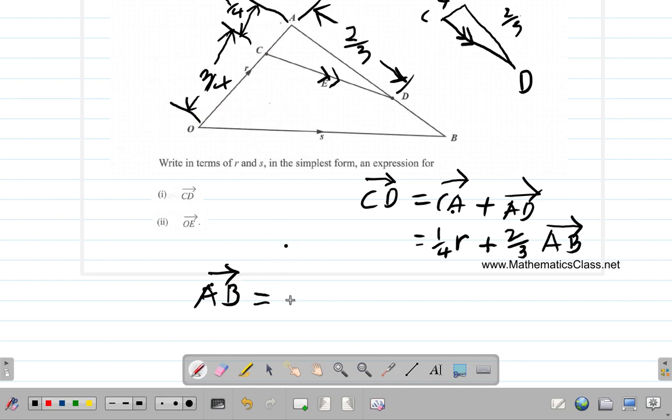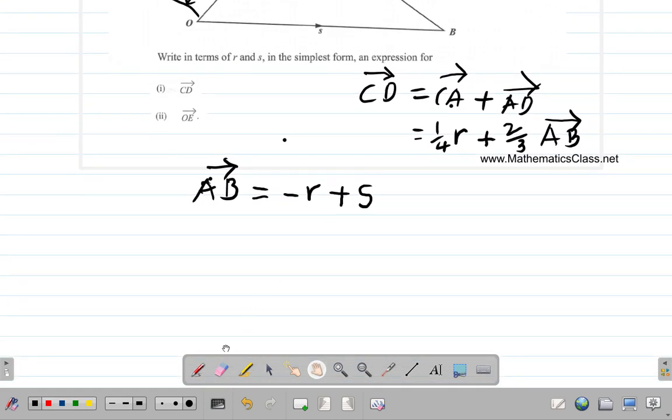It's going to be negative R. That will be negative R. Plus, you turn the corner and go from O to B. So you go S. So you have negative R plus S. Do you see that? So, we can rewrite AB as negative R plus S. Make sure you follow.